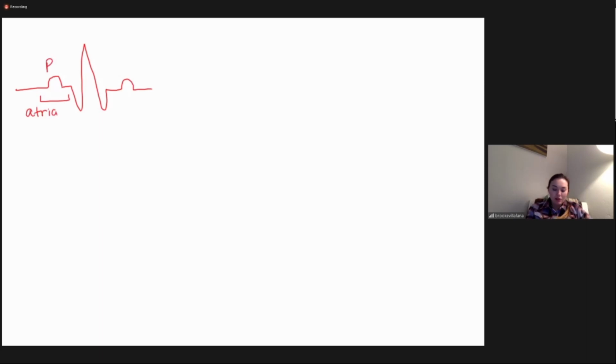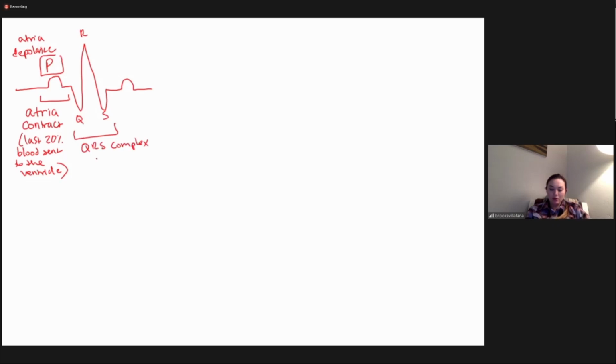So again, P, atria are going to contract. This is the last 20% of blood sent to the ventricle. Remember, atria depolarize in P. This is Q, R, S, we call it the QRS complex. This is when the ventricles contract or depolarize. And meanwhile, the atria repolarize or refill. So while the ventricles are busy sending blood to the lungs and to the body, contracting, the atria are both refilling. And then last, we have our T wave. This is when the ventricles repolarize or refill.